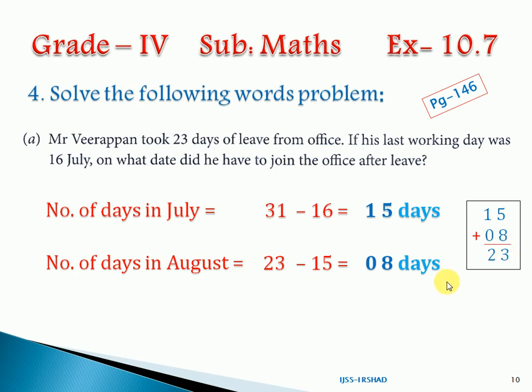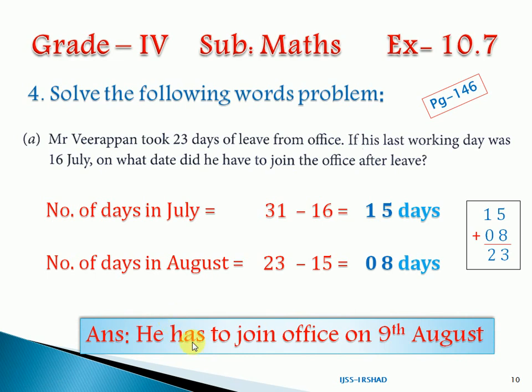Means his 23 days of leave finished on 8 days of August, means 8th of August. So he has to join the office again on the very next day of 8th, means from the 9th of August. So you can write it here: he has to join office on 9th of August, as his leave of 23 days finished on 8th of August. So from 9th of August again he has to join his office. Hope it is clear to everyone.